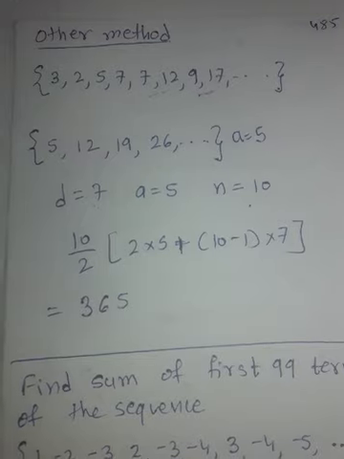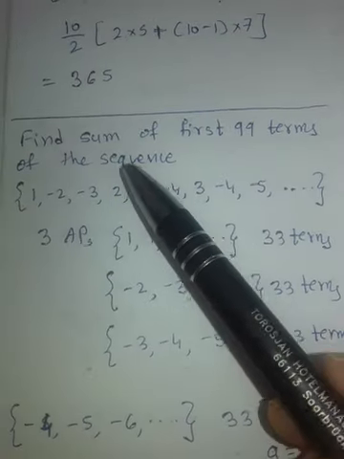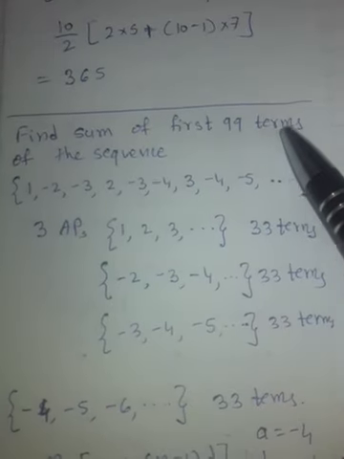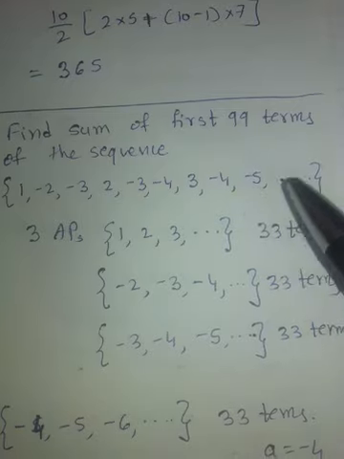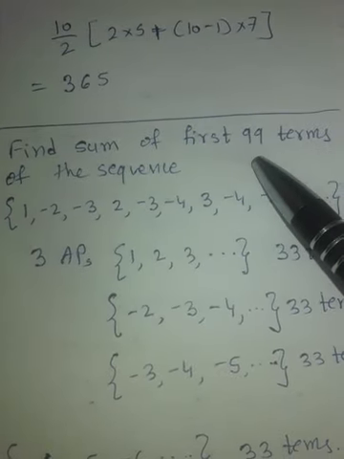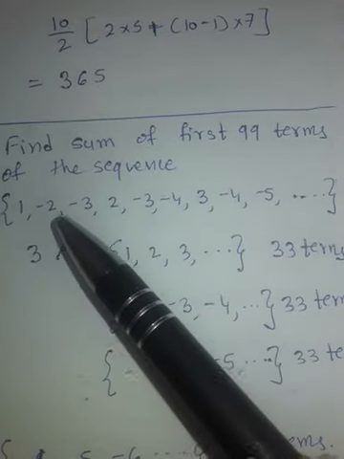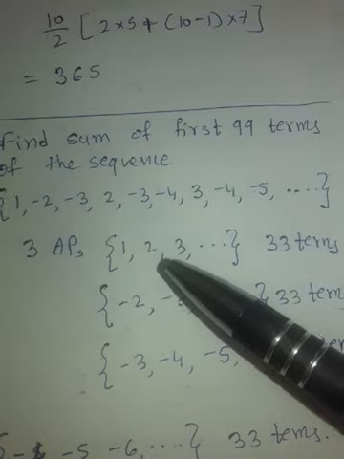Now let's understand combination of 3 APs. Next example: find the sum of the first 99 terms of the sequence given to me. Again I observe that since I am asked to find the sum of the first 99 terms, it must be in AP, but is an AP visible? We have to find out.